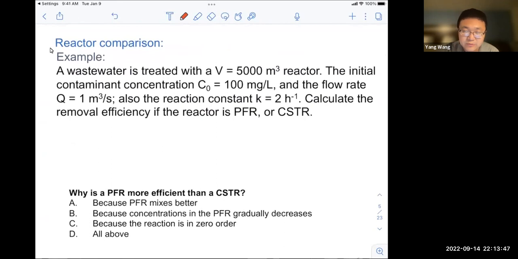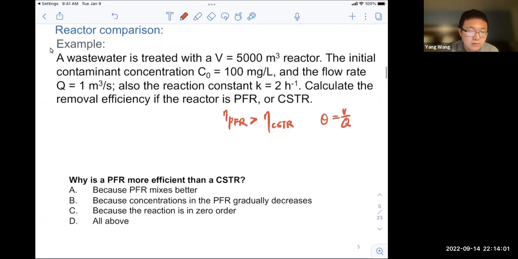By plugging in the values, we found that the efficiency of the PFR is larger than the efficiency of the CSTR, given that theta, the residence time, is the same. We also asked why the PFR is more efficient than the CSTR. That's because the concentration in the PFR gradually decreases. If the concentration is gradually decreasing, then the PFR will have a higher reaction rate, and in this way you have a better efficiency.